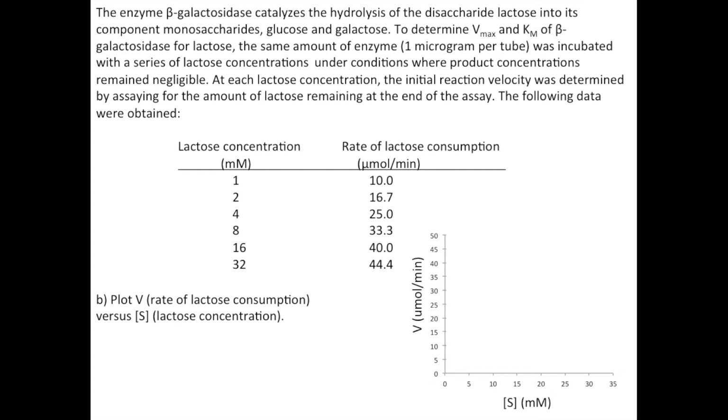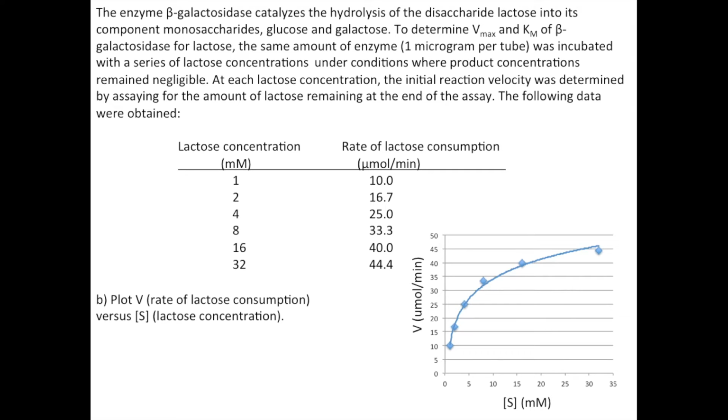The concentrations that we used in our experiment ranged from 1 to 32 millimolar. So I'm going to have my x-axis go from 0 to 35 millimolar so that I can fit all of the data. When I look at the results that I obtained, the rates of lactose consumption that I found were between 10 and 44 micromoles per minute. So I'm going to have my y-axis be labeled to accommodate that, from 0 to 50 micromoles per minute. Now that I have my axes drawn, I can plot the points and obtain a curve that looks like this. Yours should look similar, although it might be a little bit different depending on how far out you went after the last data point that we had from the experiment.